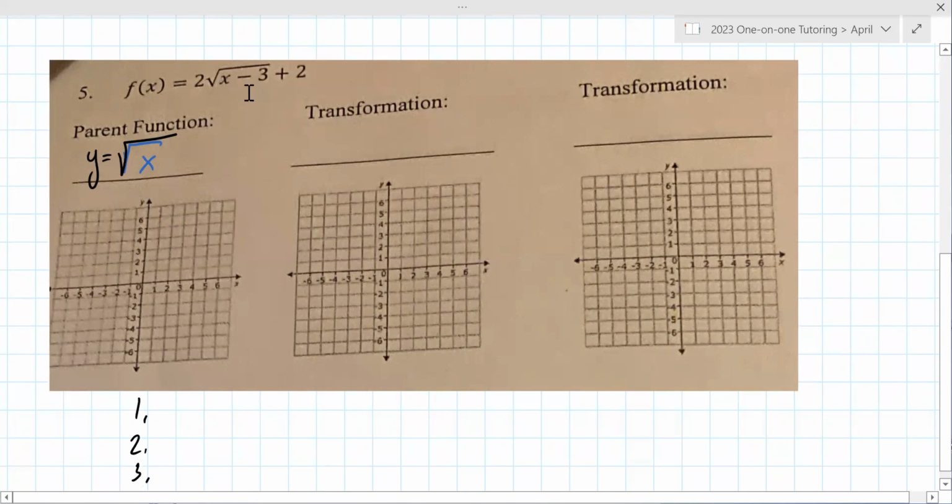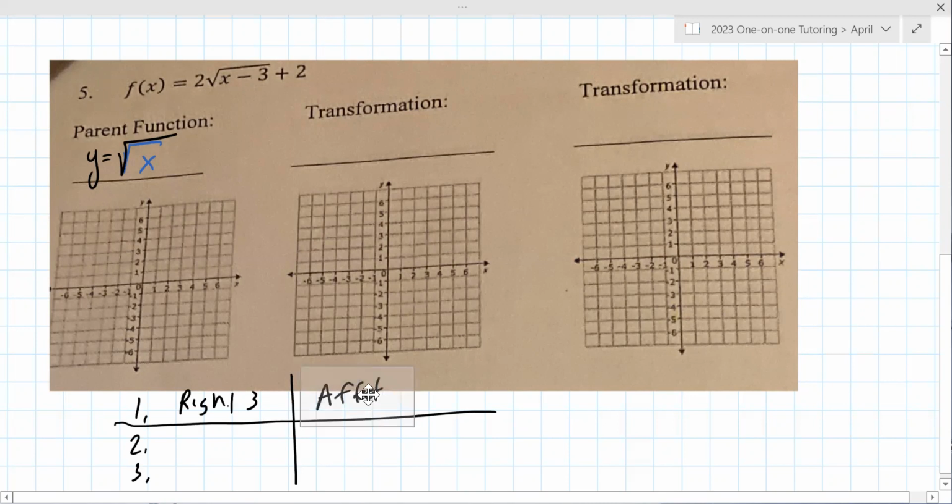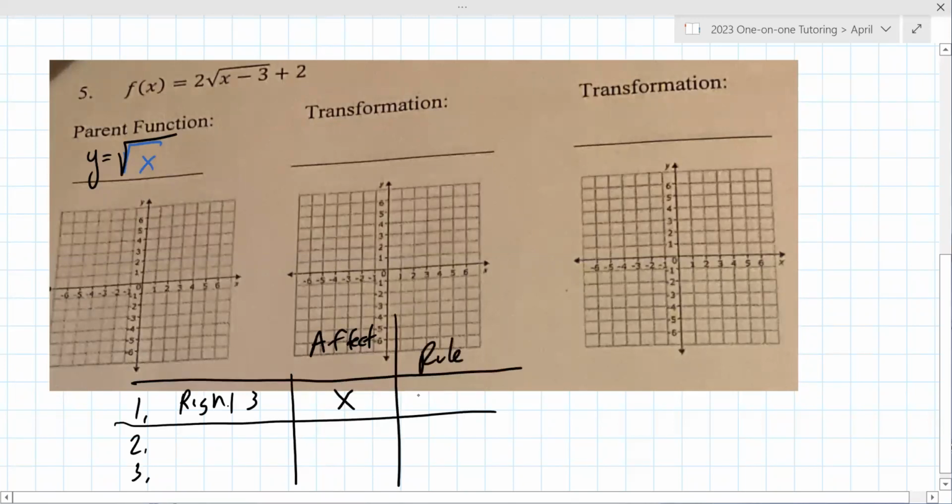So what's the first one? What does this x -3 do? It's moving all the x units over by 3 to the right. So right 3. Now, I've shown this before, and I really like this, but most people don't. Is like, what does it affect? And this one affects the x. And then we write the rule. The rule is x plus 3. Like you're going to add 3 to the x value. And we said that verbally last time.